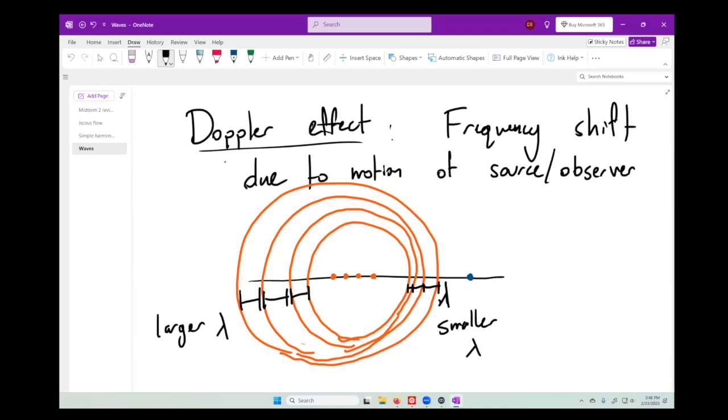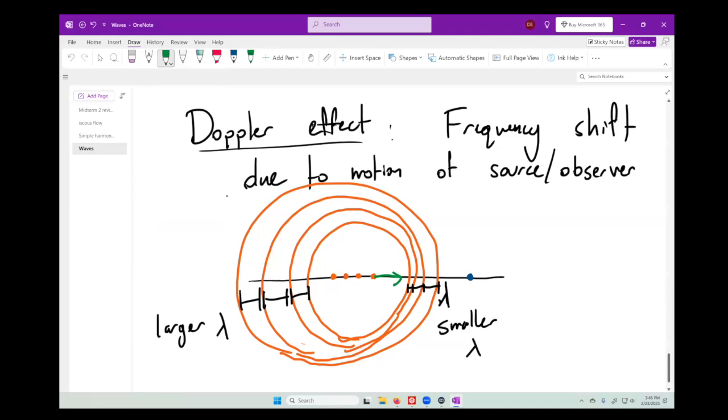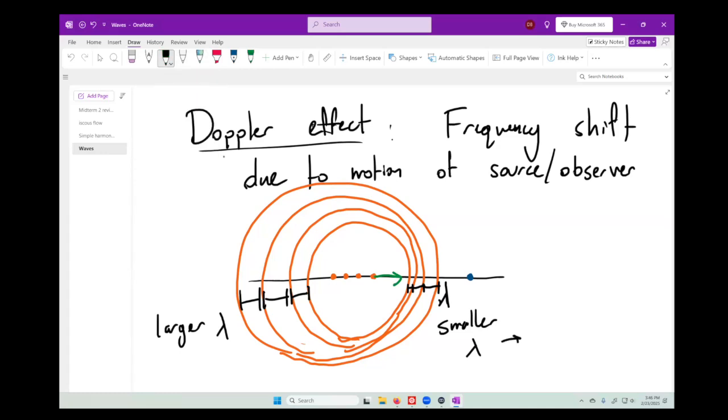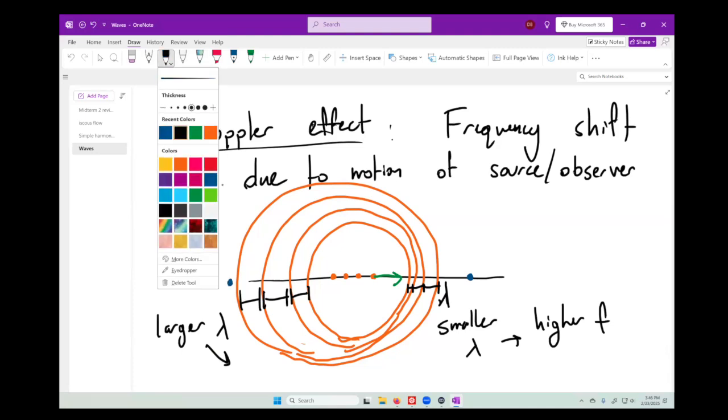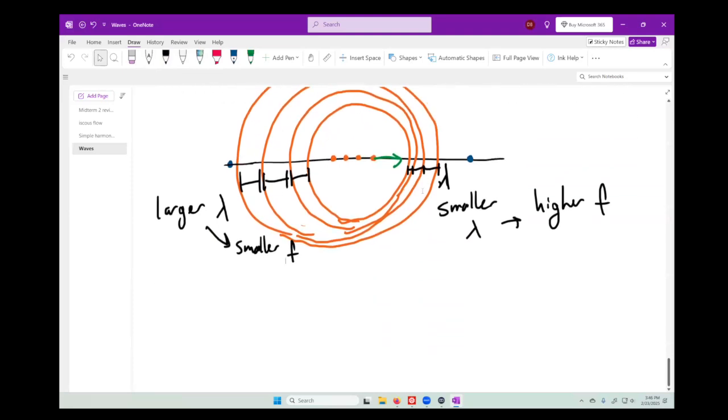Okay. So that means if you're the observer here and you're in the direction the source is moving toward, then you're going to see a smaller wavelength, which means you're going to get a higher frequency, or higher pitch. And if you're over here in the direction the source is moving away from, then you're going to get a larger wavelength, which means a smaller frequency, lower pitch. That's if the source is moving.